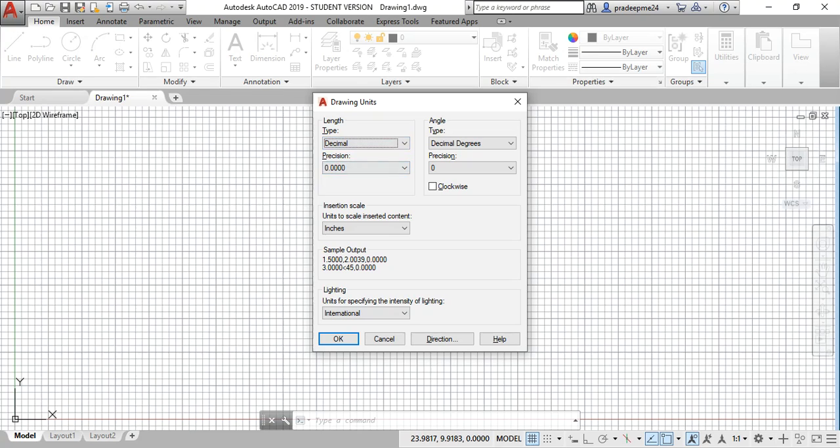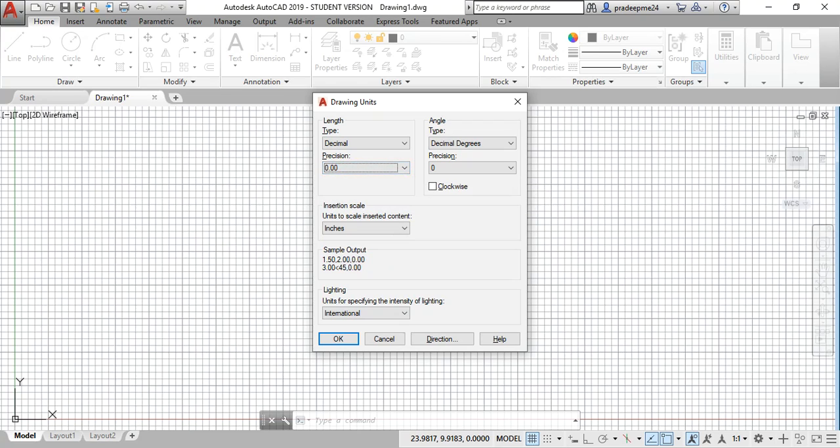Next, we need to go to the precision level. What is the precision level of our dimension? 0.0 means one decimal value, and 0.00 means two decimal values. It contains that many zeros, so it contains that much precise, accurate values. I just go for two decimal places, so I select 0.00.